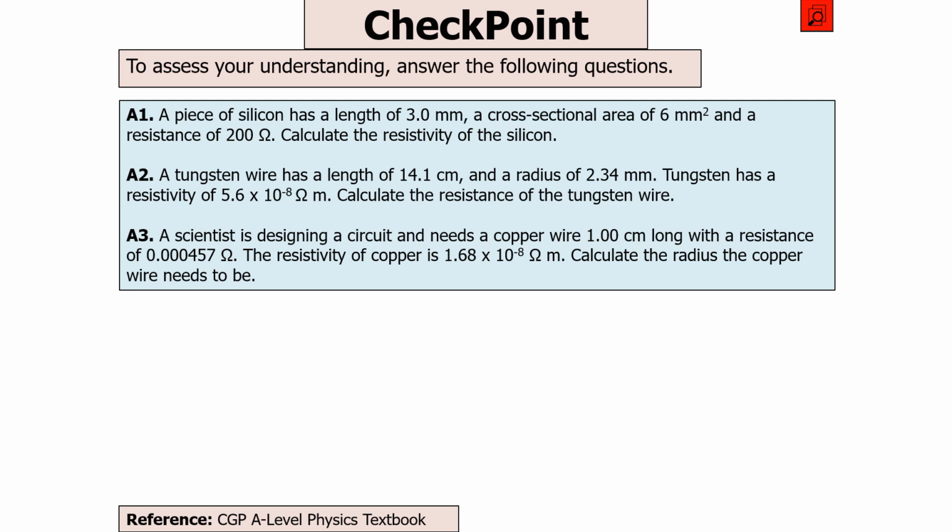Then, a scientist is designing a circuit and needs a copper wire 1 centimeter long with a resistance of 0.000547 ohms. The resistivity of copper is 1.68 times 10 to the minus 8 ohm meters. Calculate the radius the copper wire needs to be. So pause the video now, then unpause the video when you want to go through your answer.